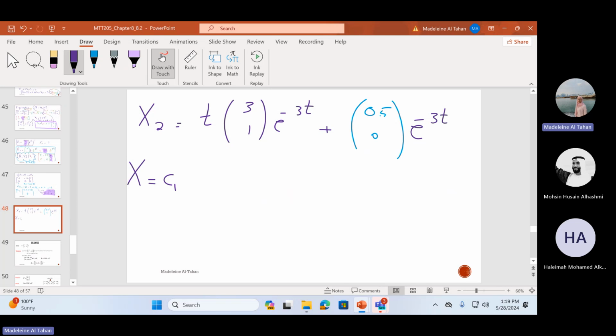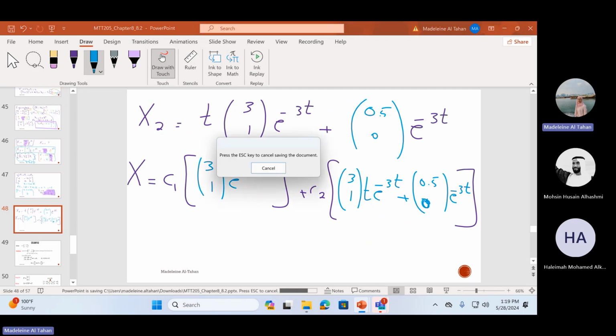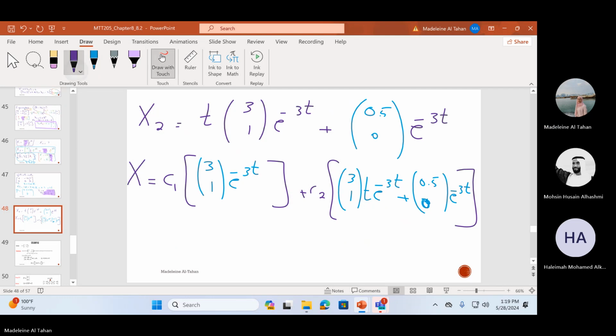x equals C1 times X1 plus C2 times X2. X1 was (3, 1) e^(-3t). X2 was (3, 1) t e^(-3t) plus (0.5, 0, 0) e^(-3t). And this will be our final answer, which is again C1 X1 plus C2 X2.